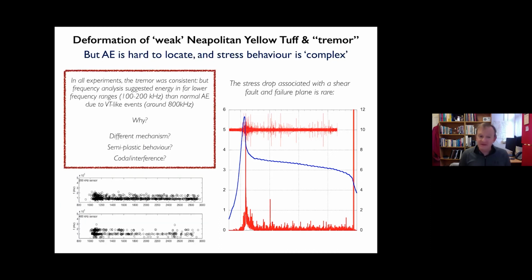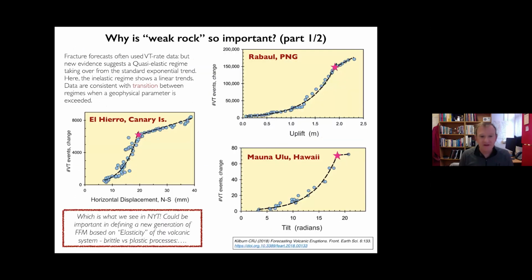And we persevered because in all the experiments we got this persistent tremor at a far lower frequency range than we would normally get in a more competent rock like the Etna basalt you saw earlier. So around 100 or 200 kilohertz in Neapolitan tuff compared to the normal, I want to call it normal, AE type data from the competent Etna basalt. So far it looks very interesting, and it's very important actually.